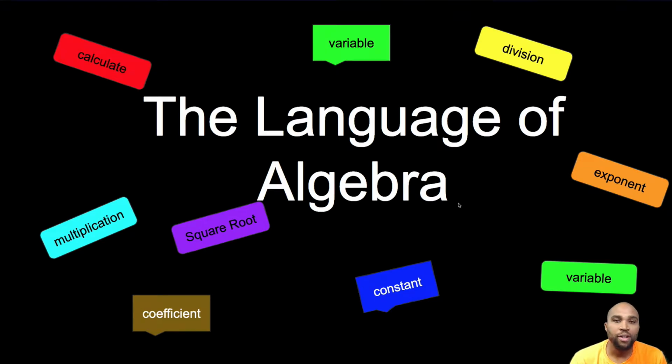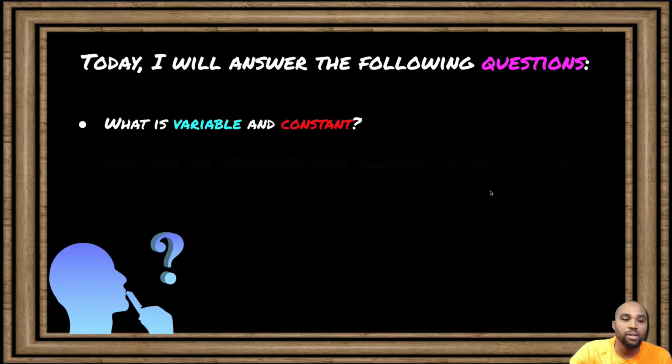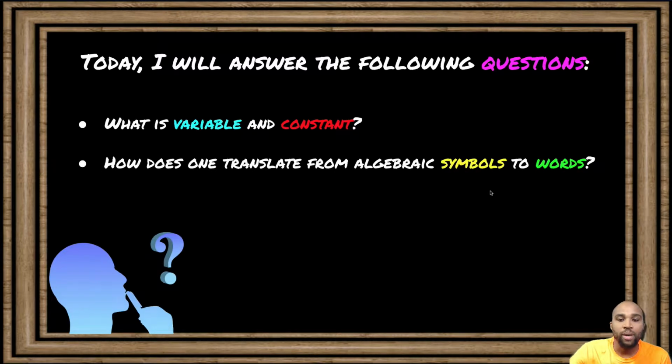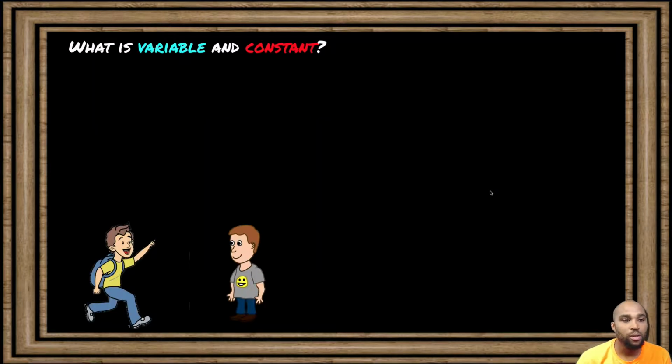Hello, this is Brandon Clayton, and I'm bringing you the topic of the language of algebra as we get into pre-algebra here. The questions I want to answer today are these. What is a variable and a constant? How does one translate from algebraic symbols to words and vice versa? How do you go from words to algebraic symbols? So let's get right into it.